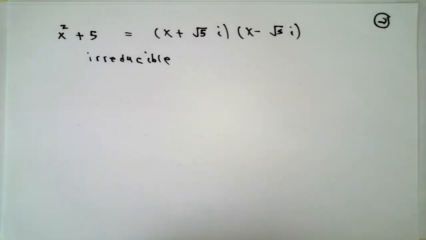On the other hand, the roots of x squared plus 5 are x equals negative radical 5 i and x equals radical 5 i. Those numbers are complex conjugates of each other.